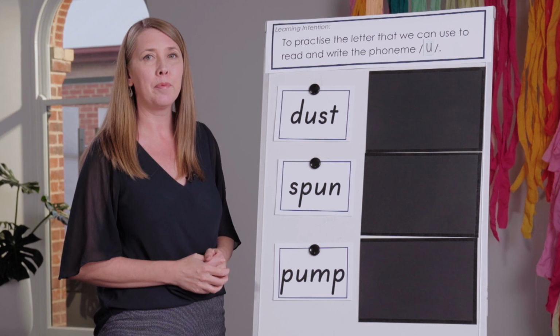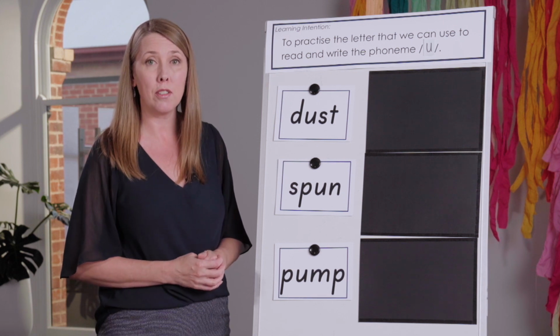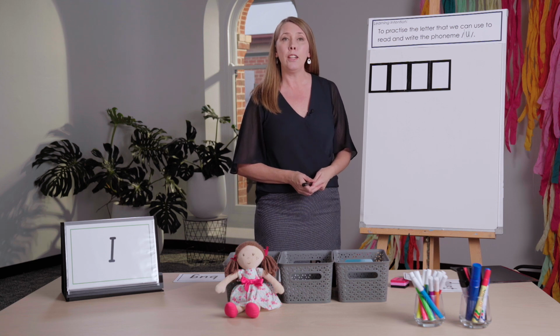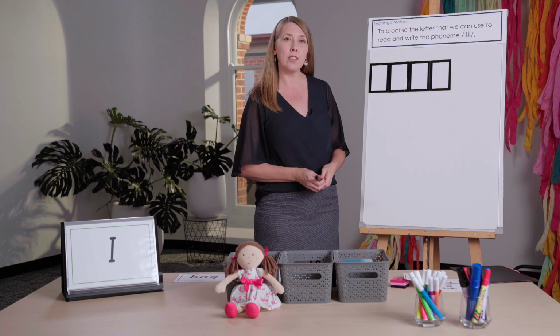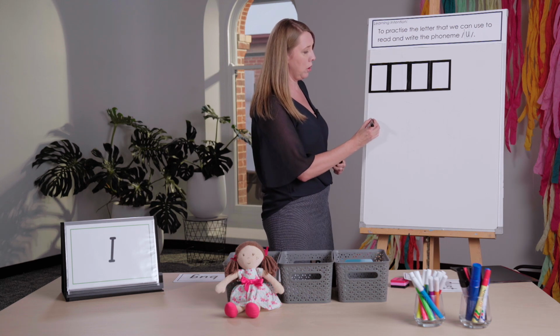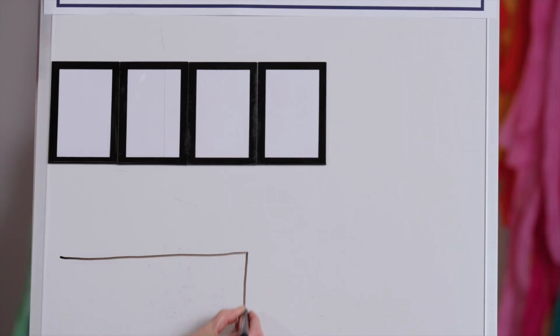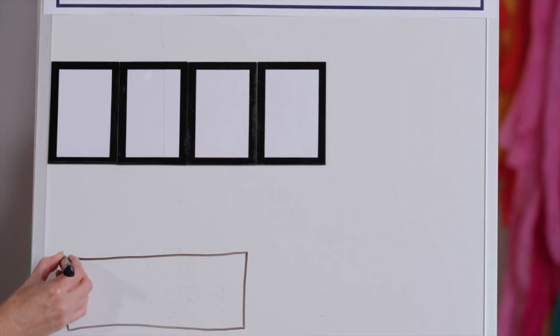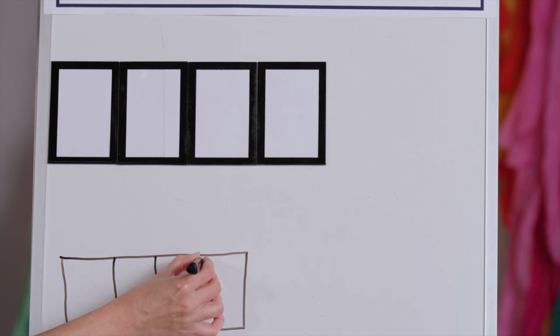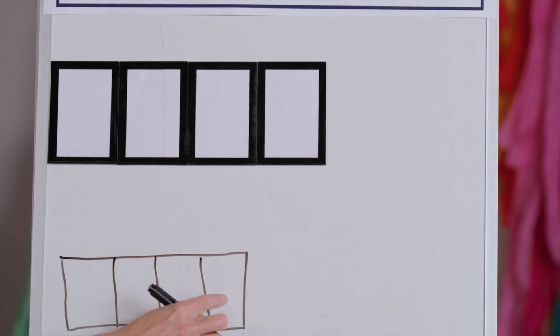Great reading. Now it's time to write some words that we know. For this activity, you'll need your Elkonin boxes. If you've got a sheet of Elkonin boxes ready to go at home, you can use that. If you haven't, then you can draw your own Elkonin boxes on your paper like this. For today's words, you will need 4 boxes. So you'll need 3 lines to make 4 boxes like this.